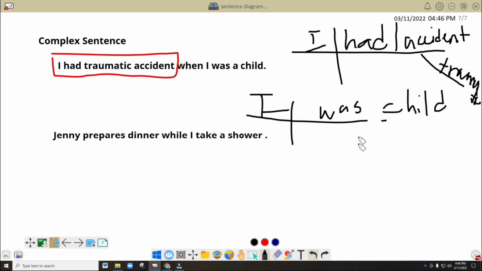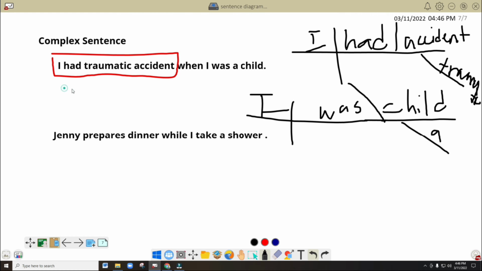Let's draw a line here, then make this one. So I was a child. Okay, so when I was a child, so we put here diagonal, a child. All right, so that's now our sentence. Now, this is how it should look like.